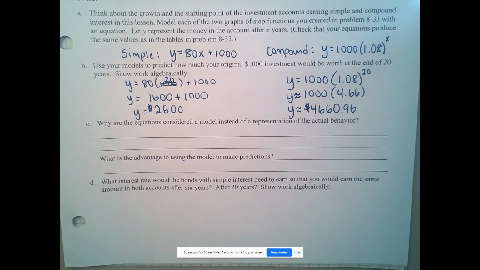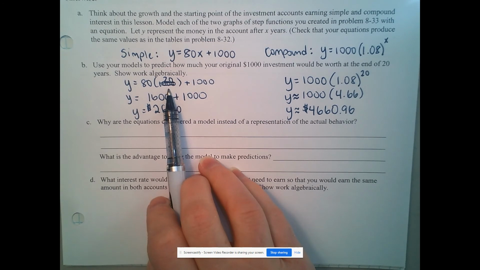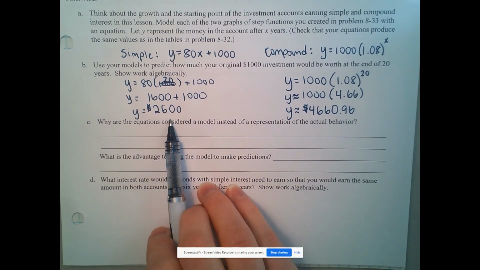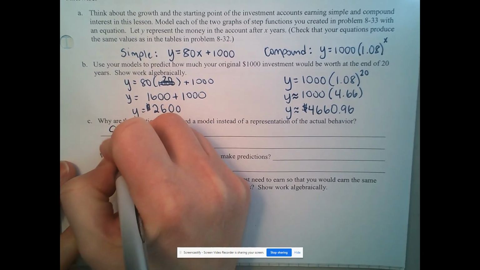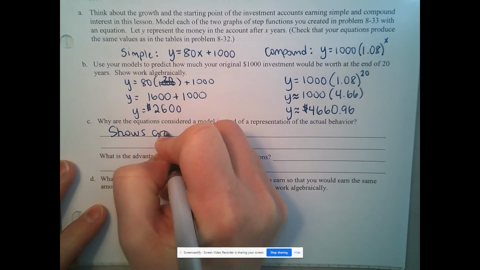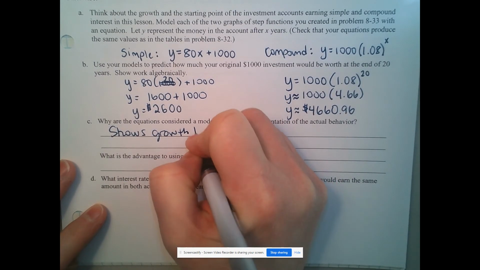Why are the equations considered a model of a representation of the actual behavior? This is a model. It's not a good representation big picture because I could plug in 4.5, right? I could plug in 4.5 years and it would tell me a value after 4.5 years, but the bank wouldn't actually give me anything different at 4.5 years than it would at 4 years and 1 day. So it shows growth between years, which doesn't actually happen.